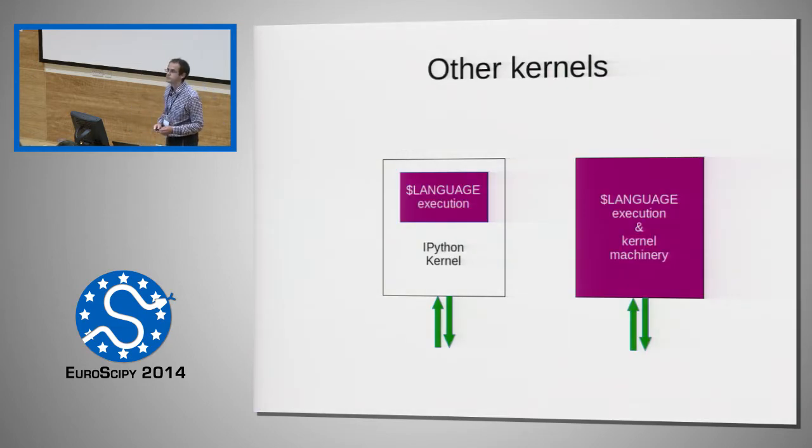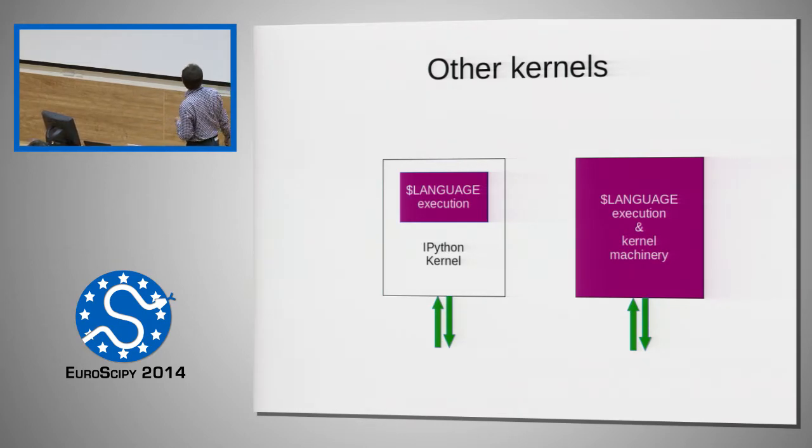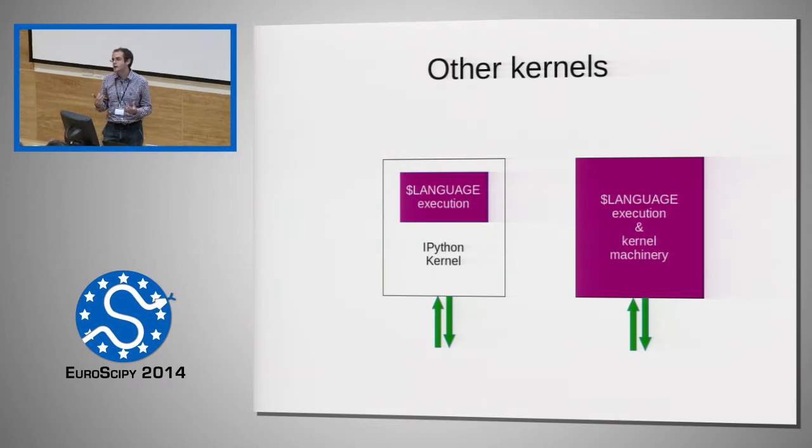So for other languages that want to have a kernel, there's now two paths to go down. The classic approach is on the right, which is to re-implement all of the kernel machinery, the communications, the JSON messages and everything in your own language. So that's what the Julia kernel does, for example.